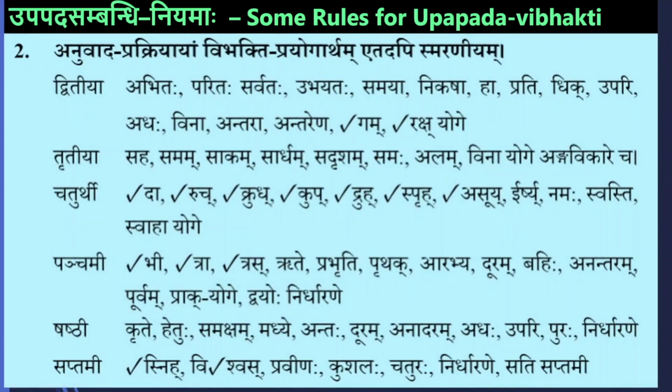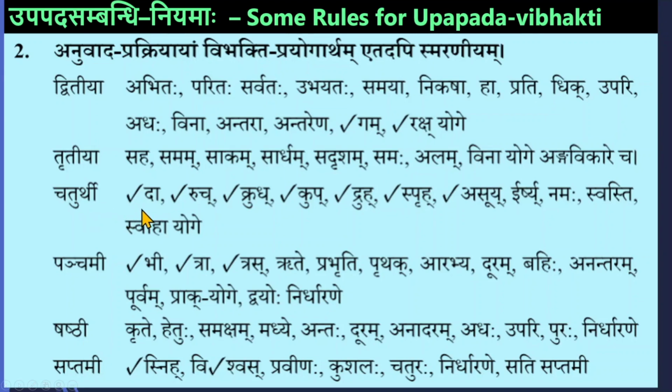Now, I am going to show you a one-page summary of all the upapada vibhakti rules. Dvitiya, tritiya, chaturthi, panchami, shashti, saptami. So for dvitiya, if these words come, abhitaha, paritaha, sarvataha, ubhayataha, samaya, nikasha, ha, prati, dhik, upari, adhaha, vina, antara, antarena, and the dhatu roots gam and raksh come, then dvitiya will have to be used for the corresponding noun. Tritiya: saha, samam, sakam, sardham, sadrisham, samaha, alam, vina.